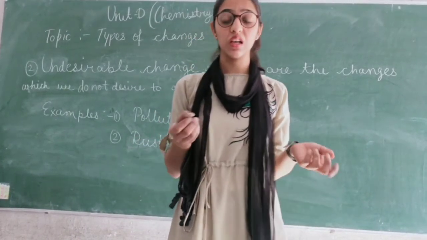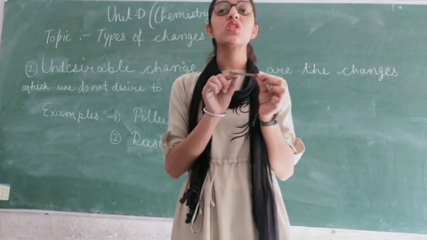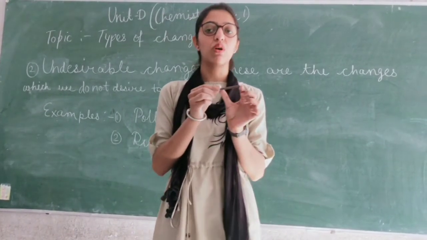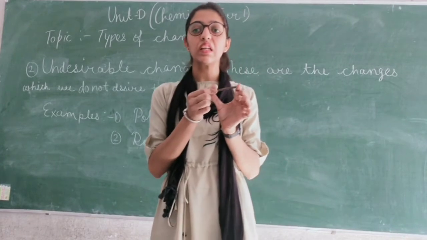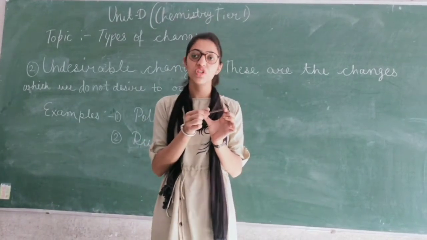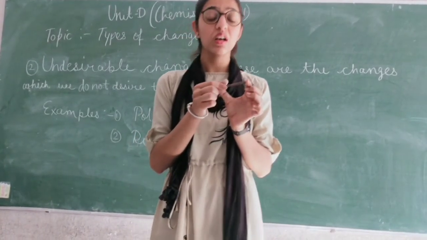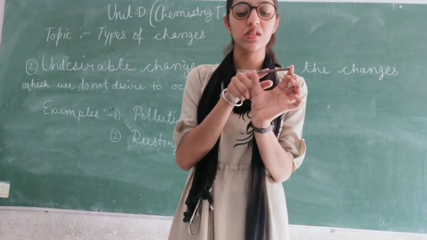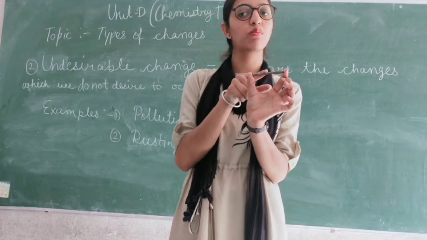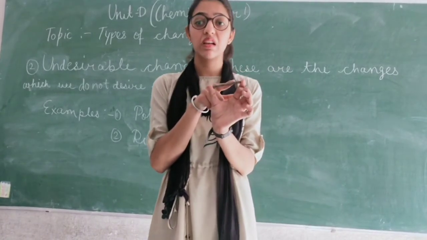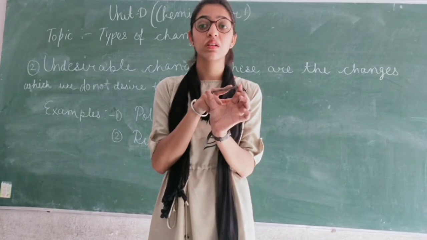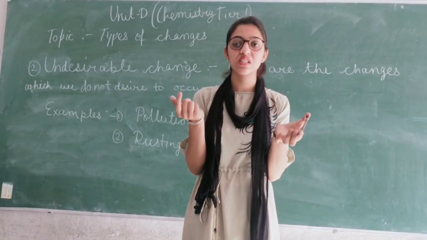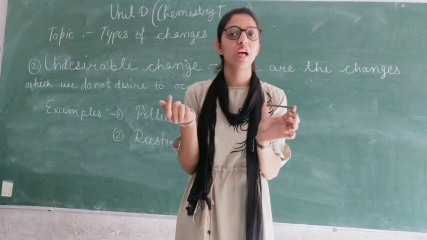Now we see what rusting is. A brownish layer of iron deposit on any nail or anything which is made up of iron. This is known as rusting. We see here that a brownish colored layer is deposited on this iron nail, which we don't want or desire. Therefore, this is an example of undesirable change.